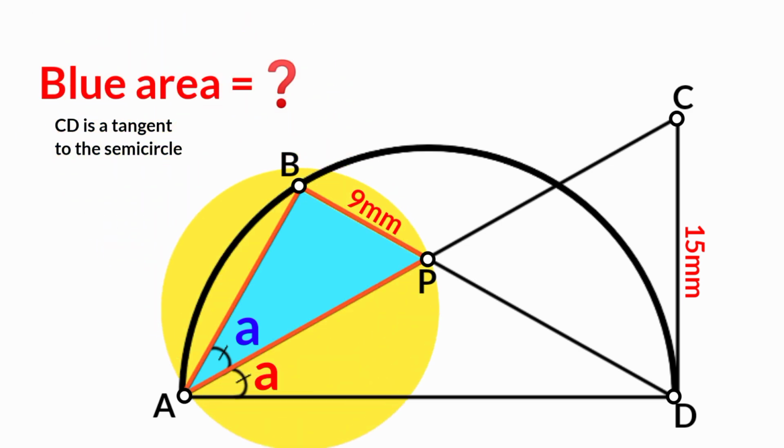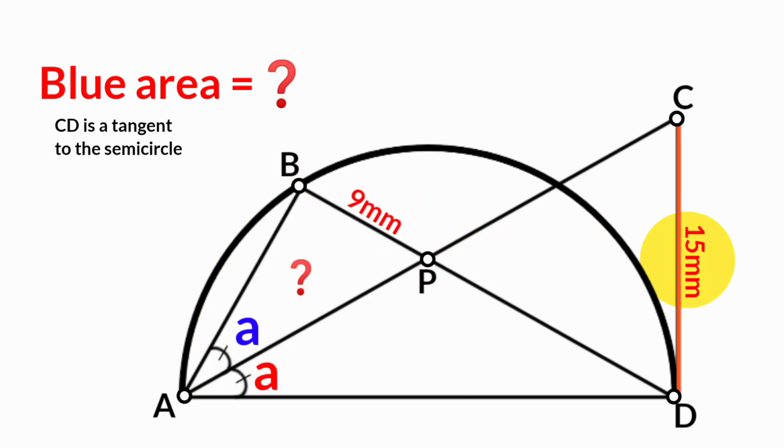Once again, we are asked to calculate the blue area, that is the area of this triangle ABP. We have the length of this side to be 15 millimeters, while this segment BP has its length to be 9 millimeters. This angle BAP has its size to be A, and similarly, this angle CAD also has its size to be A. That tells us that the two angles are congruent. And from here, they said line CD is a tangent to the semicircle.